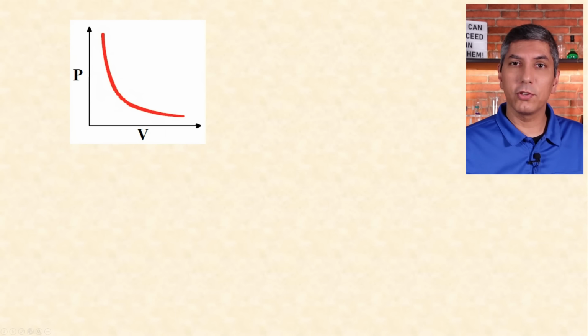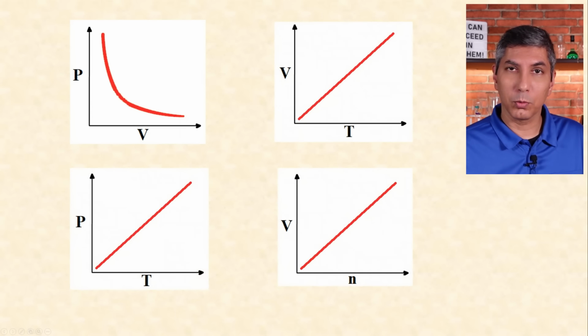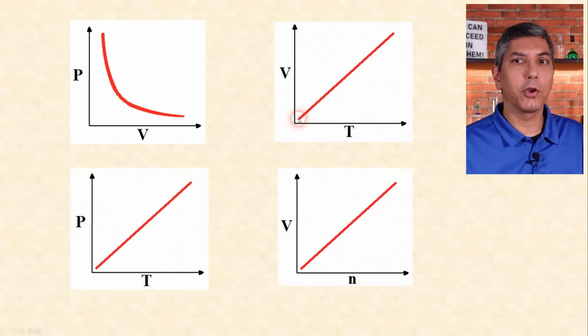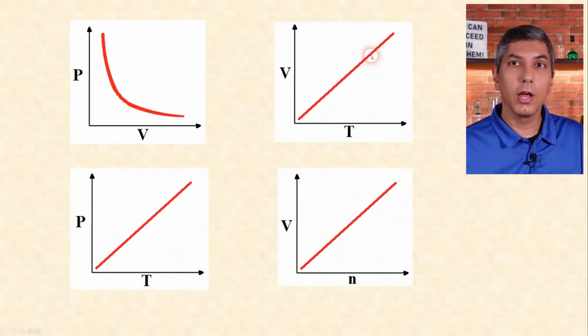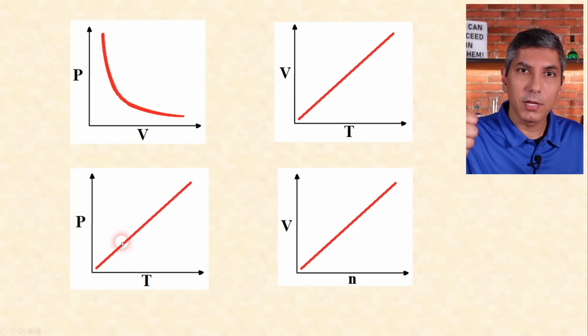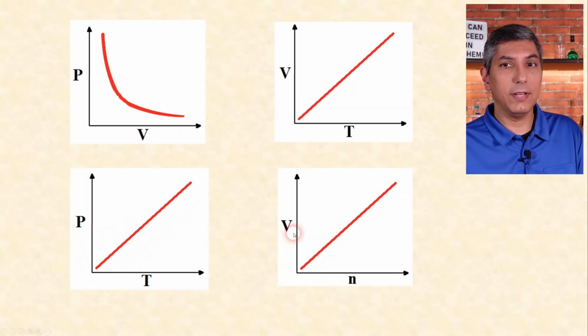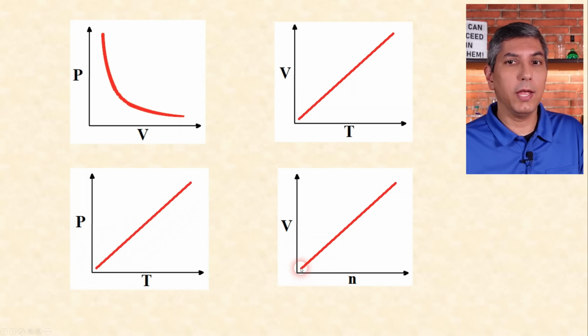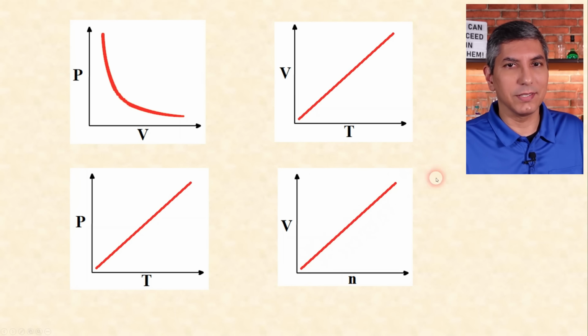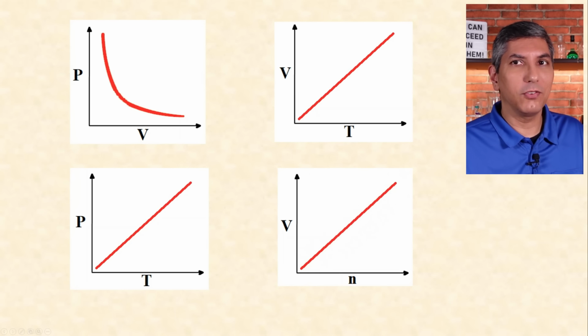With most of the other relationships, you'll see a more linear relationship. In the second graph, volume and temperature are directly proportional to each other. So the graphical relationship is linear with a positive slope. In the third graph, it's also linear. When temperature goes up, pressure goes up. And in the fourth graph, it's the same thing. When temperature and pressure are held constant, the volume increases as the number of moles increases. So be familiar with these graphs.